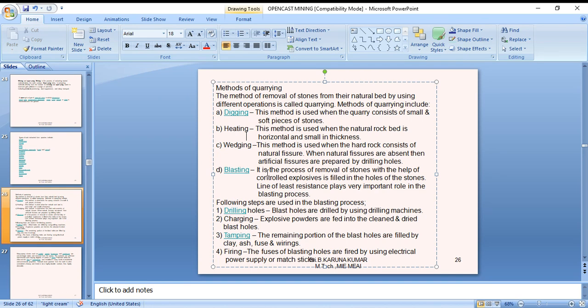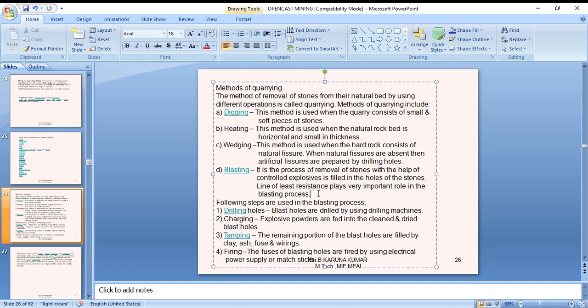It is the process of removal of stone with the help of controlled explosives filled in the holes of the stone. The line of least resistance plays a very important role in the blasting process. This is called blasting. So any one of these four techniques can be chosen depending upon the stone character and our requirement for stone excavation.